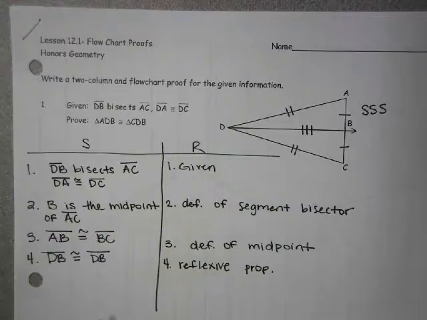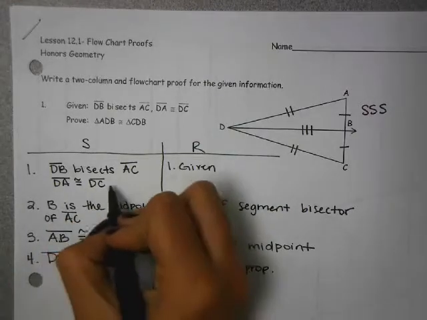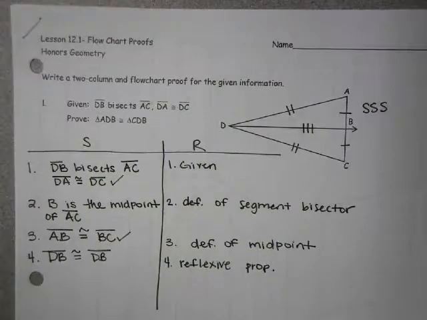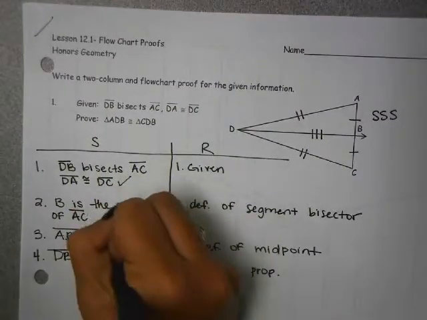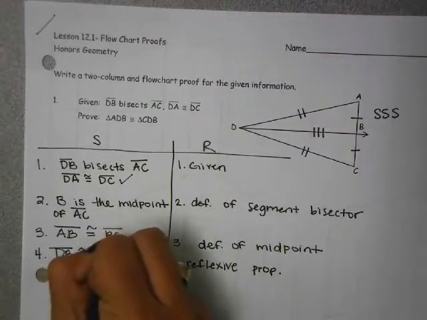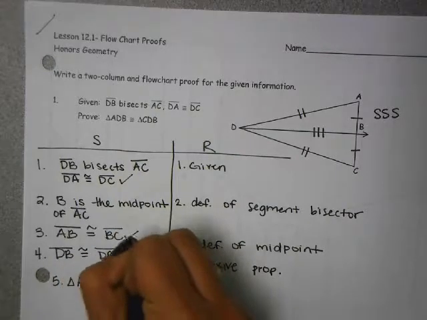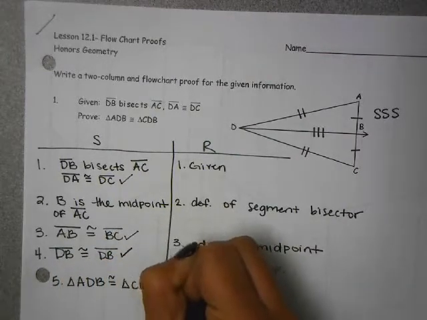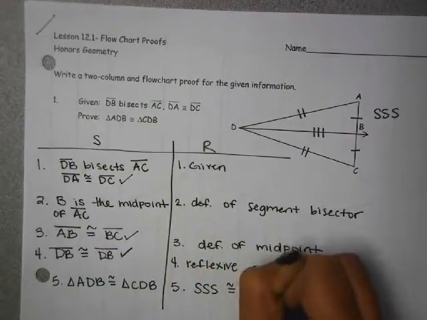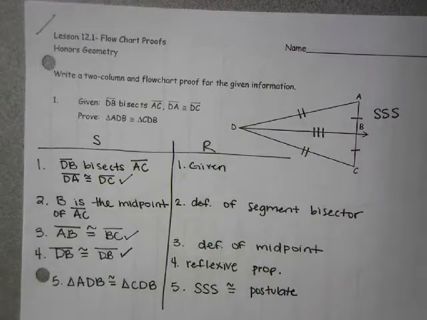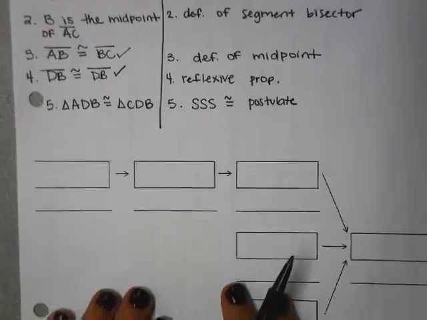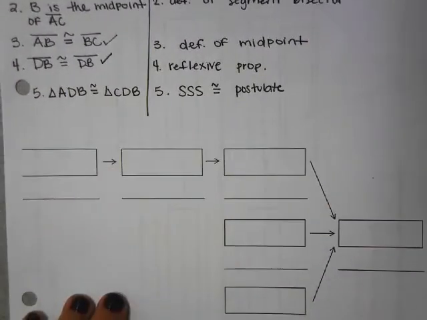So then now we have DA is congruent to DC, so that's one side. We have AB is congruent to BC, so there's another side, and then we have DB is congruent to DB, so there's our third side. So now we are able to say that triangle ADB is congruent to triangle CDB. This is by side, side, side, congruence postulate. Okay? Alright, so now that we've done this, let's look at what it would look like if we put it into this flow chart. Okay?